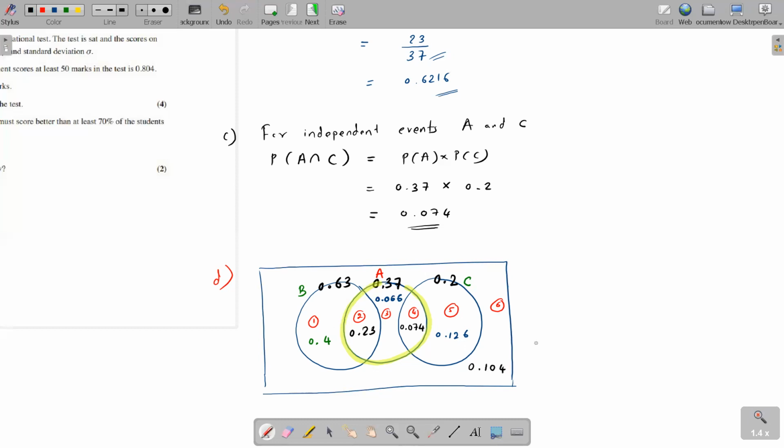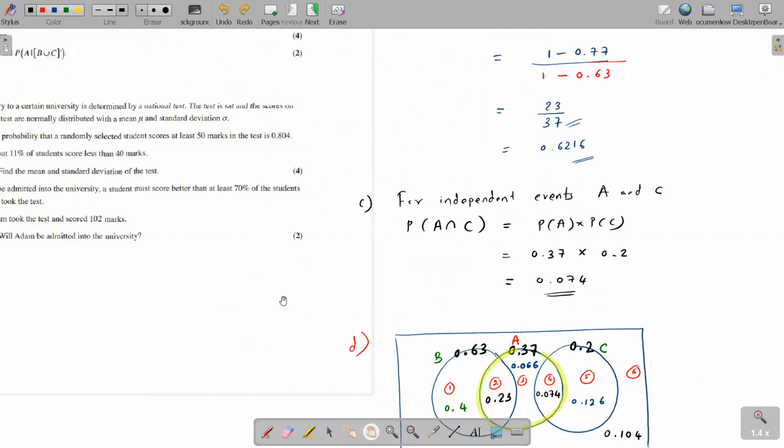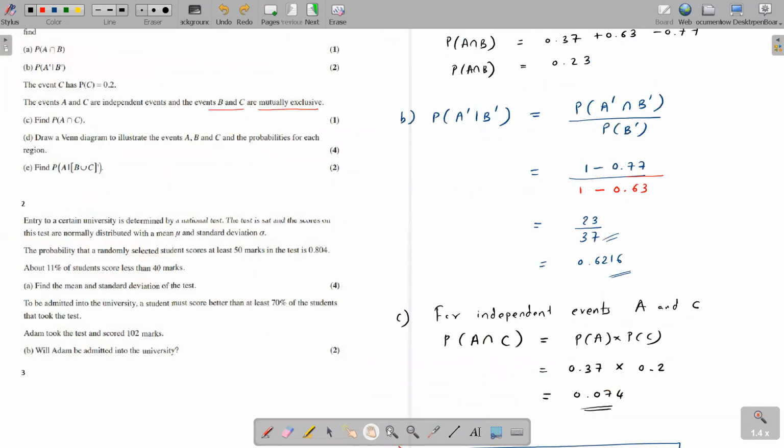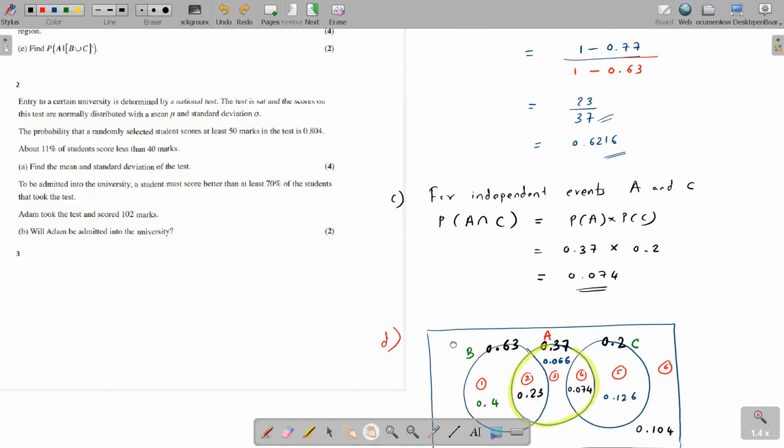0.10. That's the answer I have on the chat as well. Yeah, correct, right? Okay, so that's the answer for part D. Is that clear? Then the next one, part E: find the probability A given B union C dash. Let's get that.